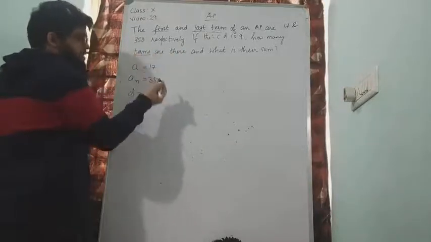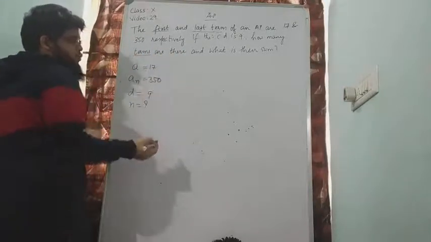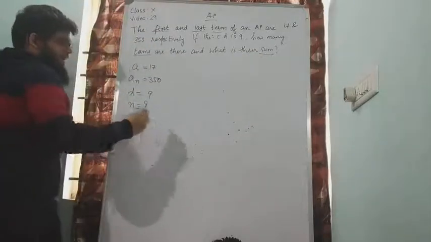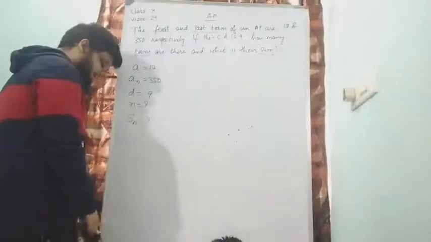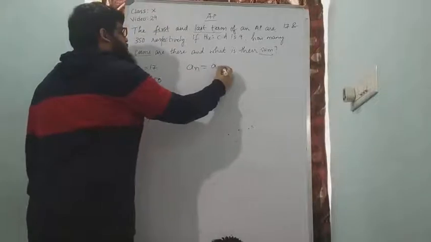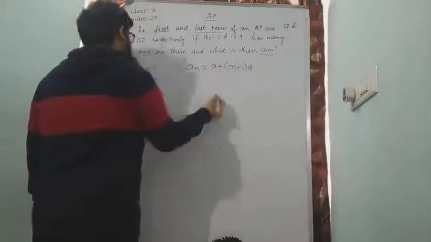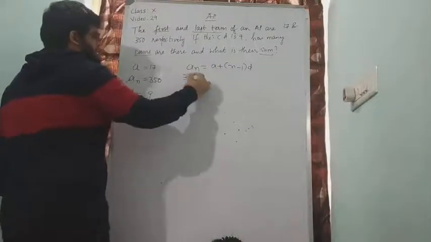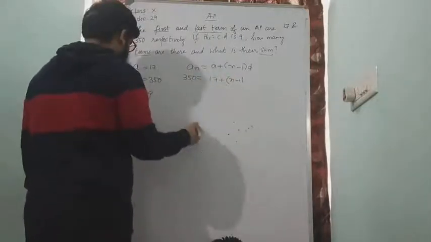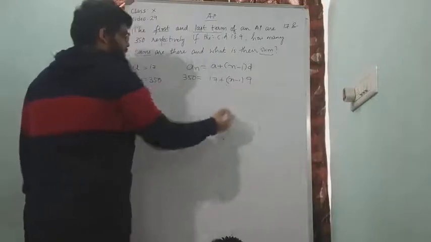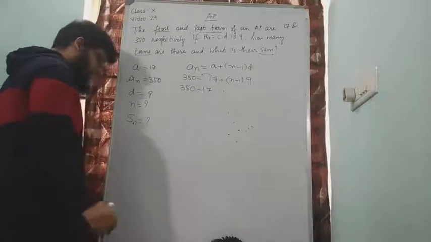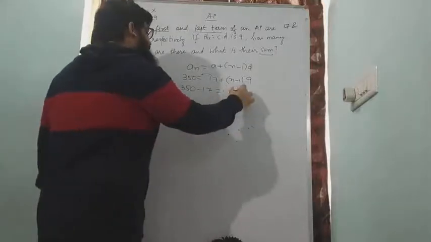How many terms means number of terms, which means N. N we should find out. What is their sum? Sum also we should find out. Sum means SN. N and SN we should find out. To begin with, let us make use of AN formula because AN is available. AN is equal to A plus N minus 1 into D. AN is 350 is equal to A is 17 plus N minus 1 into D is given as 9. So 350 minus 17 is equal to N minus 1 into 9.